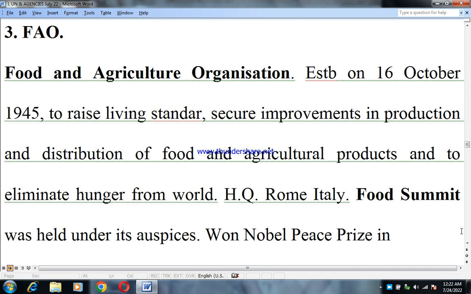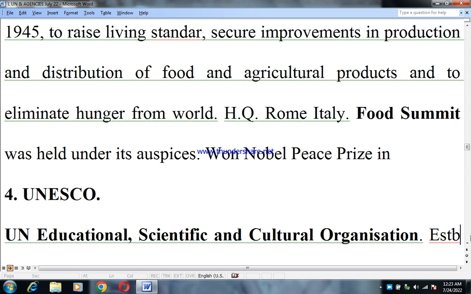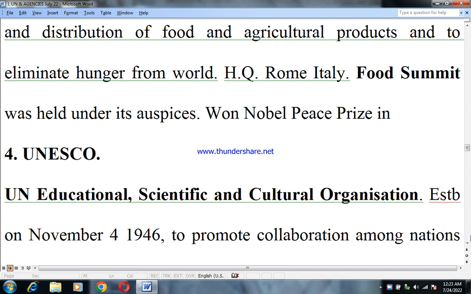Number 3, FAO, Food and Agriculture Organization, established on 16th October 1945 to raise living standards, secure improvements in production and distribution of food and agriculture products, and to eliminate hunger, the main problem of the world. And its headquarters is in Rome, Italy. The Food Summit was held under its auspices. It won the Nobel Peace Prize.